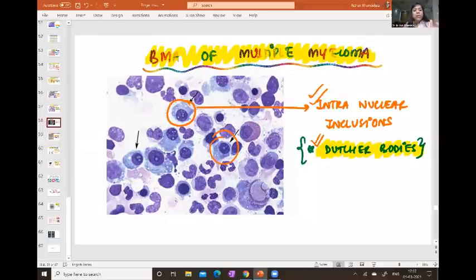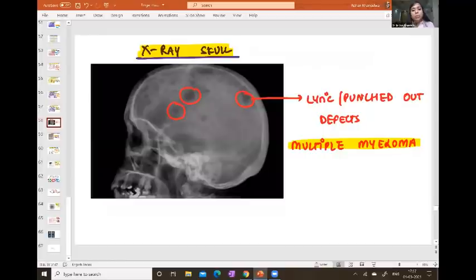Next, another image from multiple myeloma which can be asked to all of you is that an X-ray skull can be given. Now the X-ray skull of multiple myeloma shows something which is called lytic lesions or punched out lesions, right? Whenever an X-ray shows lytic lesions, I can tell you as a pathologist that two things which you have to think of. One is multiple myeloma, another is Ewing. Lytic lesions are also seen in Ewing sarcoma, correct?